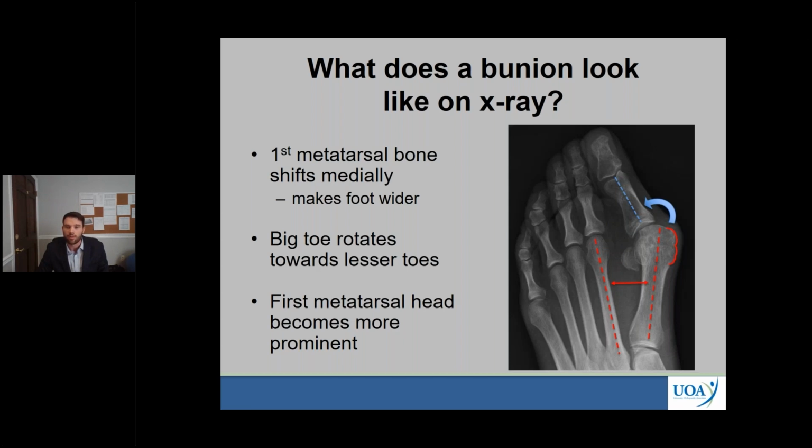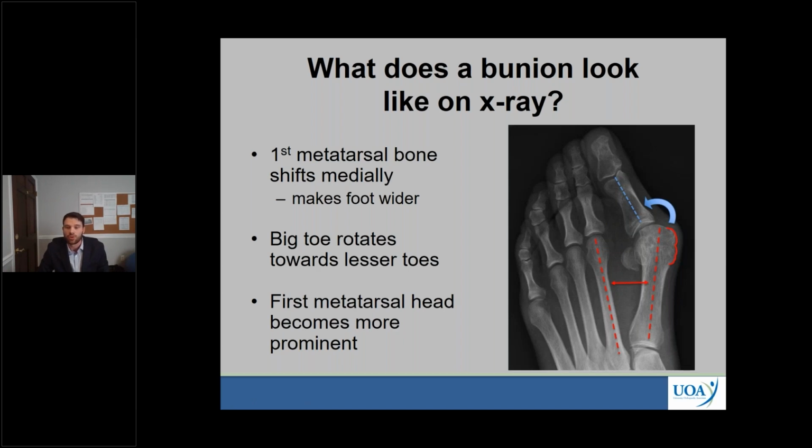And some of the things that we'll commonly see are that the distance between the first and the second metatarsal, here, so I've outlined this with these red dashes, that distance will increase. And the reason that's important is because it can make your foot look wider, and it can make it more difficult to get into a shoe.